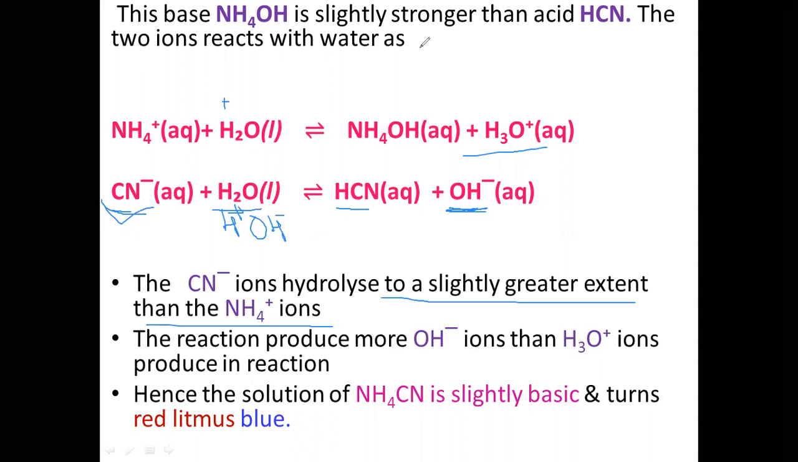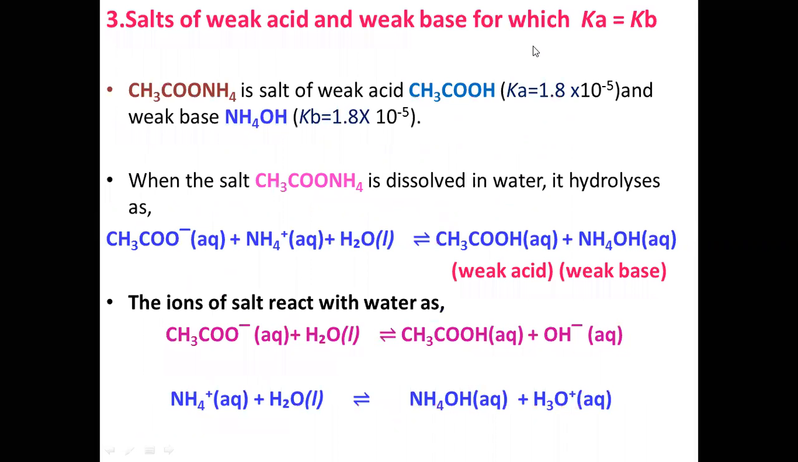Understood? So this is the second case of weak acid and weak base, in which the value of Ka is less than Kb. And in the third case, what is it? Salts of weak acid and weak base for which Ka is equal to Kb. Okay. Now here the value of Ka and the value of Kb are both the same. And if both are the same, then what will be the nature of the solution?